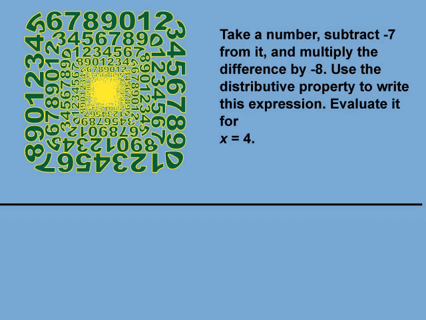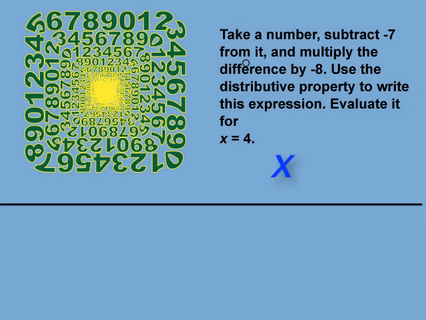Use the distributive property to write this expression. Evaluate it for x equals 4. This is an example of converting words into an algebraic expression. Let's start with this part. Take a number, subtract -7 from it. Since we don't know which number, we designate it as x.